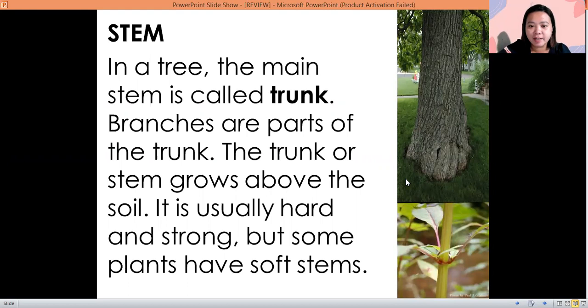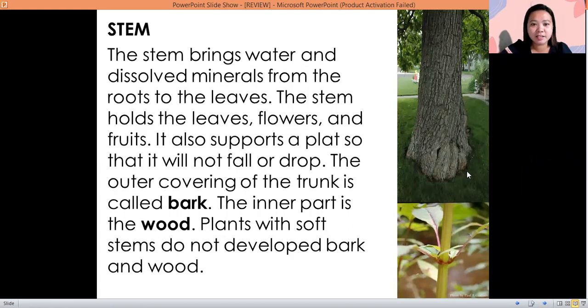Next is the stem, or the main stem is called trunk. What is the work of the stem or trunk? They grow above the soil. It is usually hard and strong, but some plants have soft stems. The stems are the ones bringing the water and dissolved minerals from the roots to the leaves.